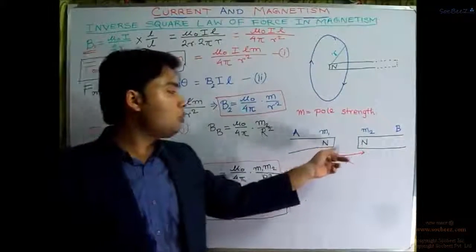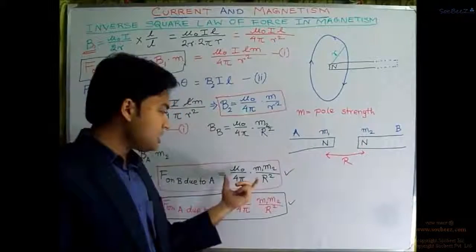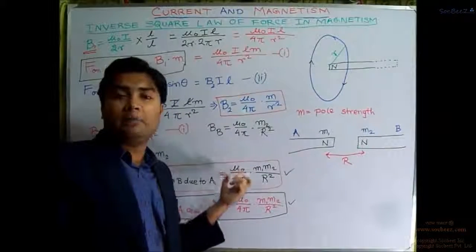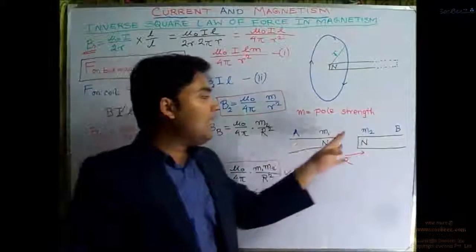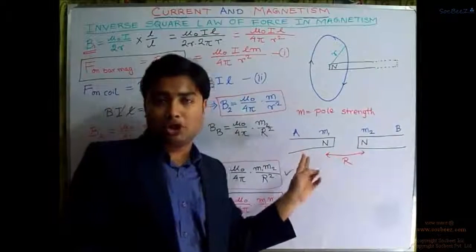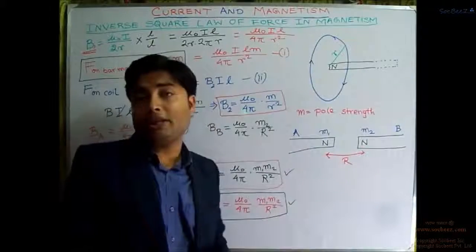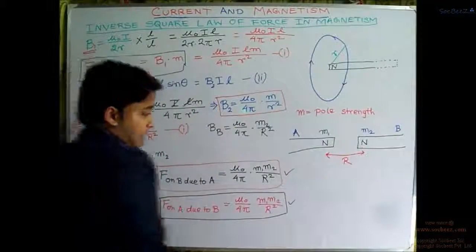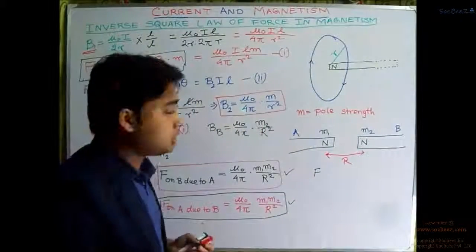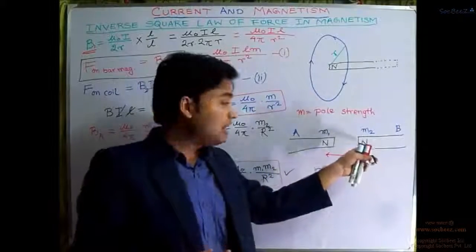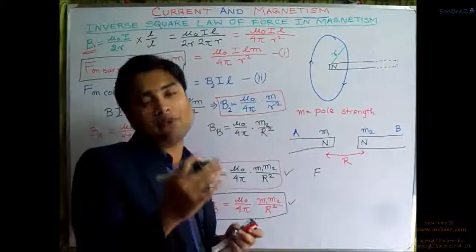Obviously, if there is a north pole and a north pole, they will repel each other. By which force? It will simply be equal to mu naught divided by 4 pi as a constant, multiplied by the multiplication of their pole strengths divided by the square of the distance of separation between them. So we can state that this force of either attraction or repulsion, for example, had it been a south pole, attraction would have been there, but the force would have remained the same.